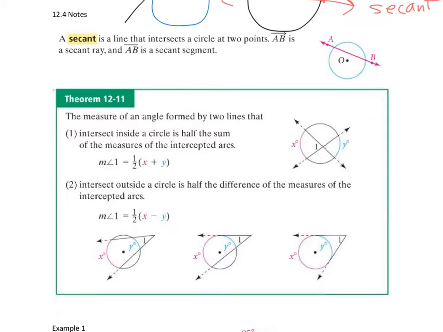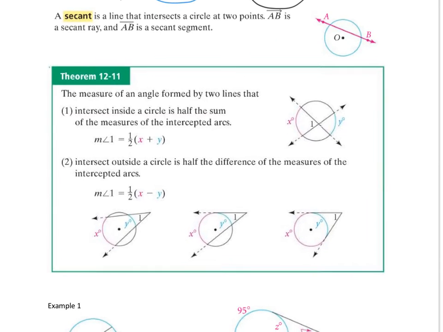So there are a few properties for when you have a secant. If you have two secants that intersect, the vertical angle in between them is half the sum of these two arcs. This is if it intersects inside the circle.